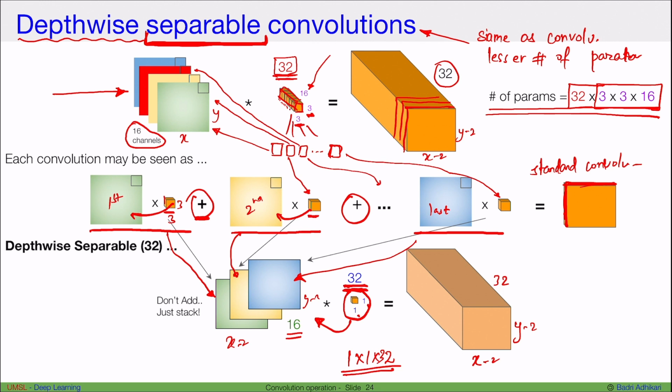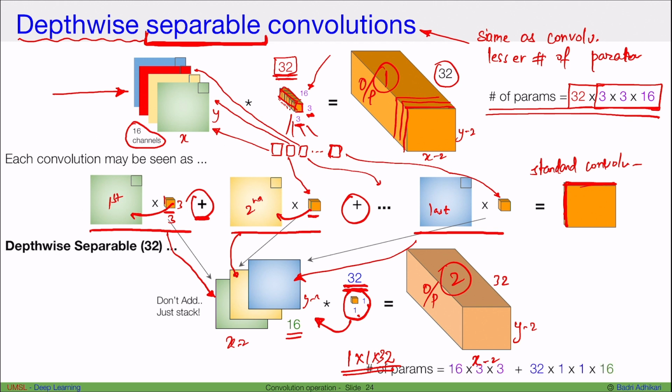So in this way, we get the same output. This is my convolution output, and this is my depth-wise separable convolution output. So output 1, and I have output 2. We still get the same output, but with much lesser computation.